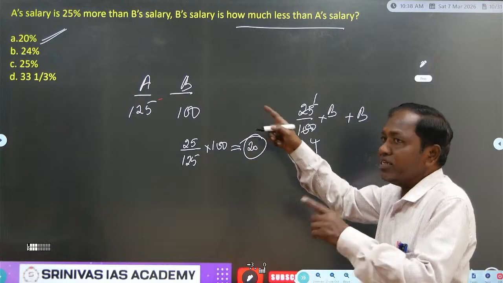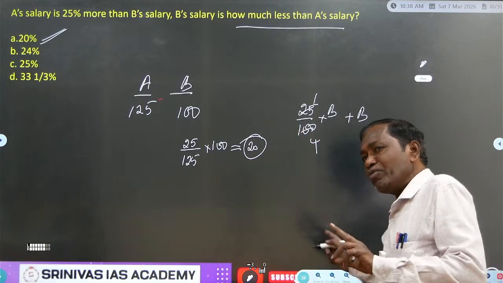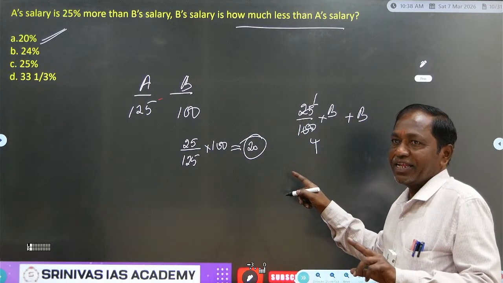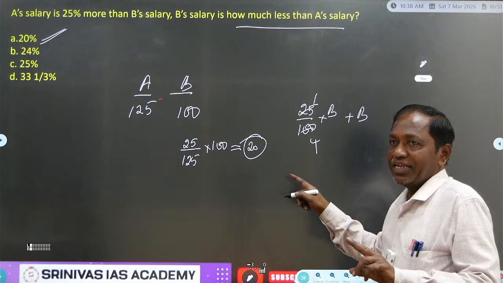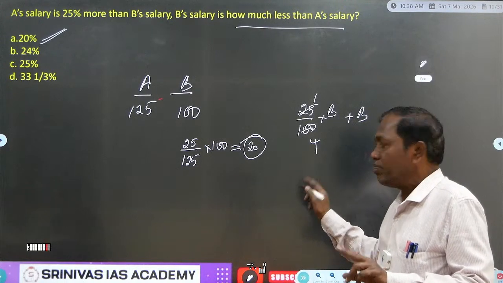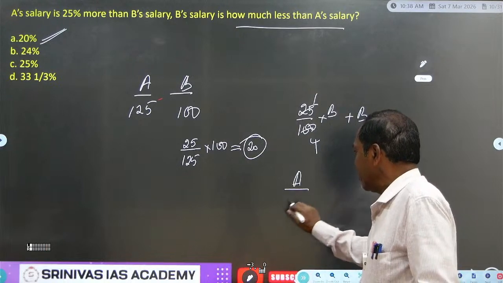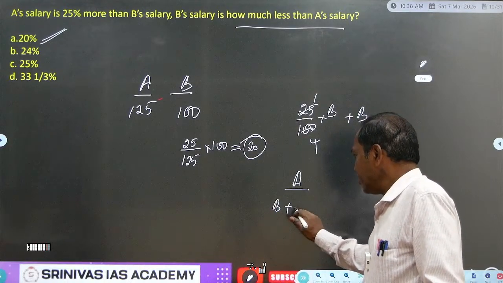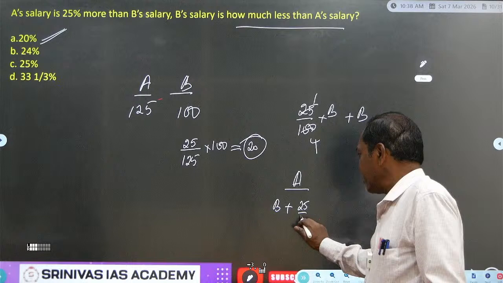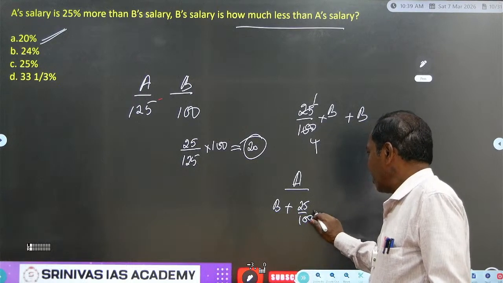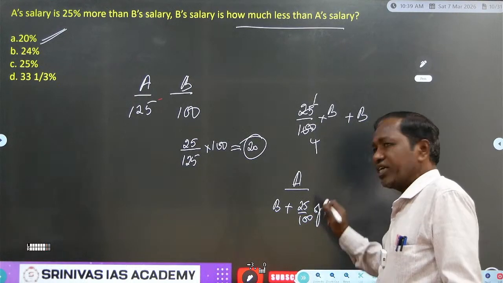But what is the question? A's salary is 25% more than B. See, for example, A's salary is B's salary plus 25% of B. You are supposed to write the equation like that.